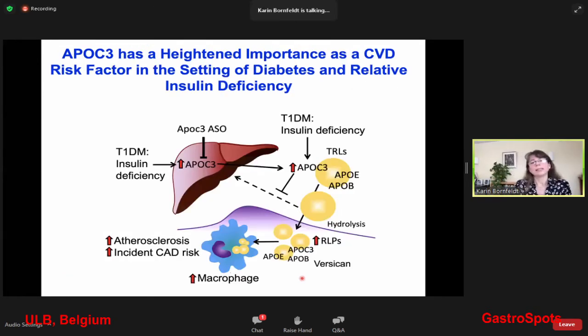So this suggests that it's not only an increased level of these TRLs in plasma and reduced clearance of these particles that's important in diabetes, but also changes in the extracellular matrix in the lesion could perhaps lead to increased trapping of these TRLs or RLPs in the lesion.